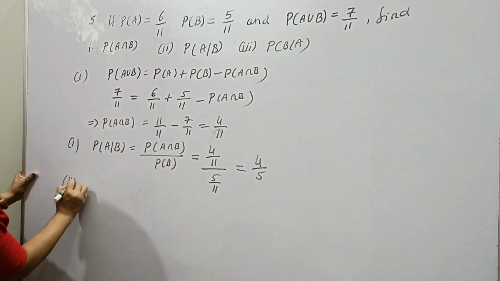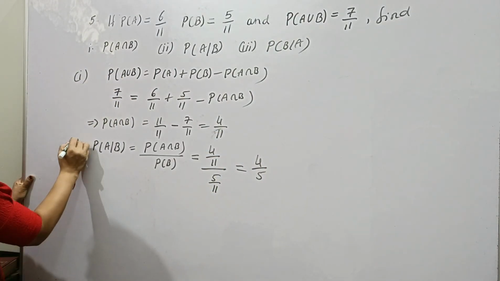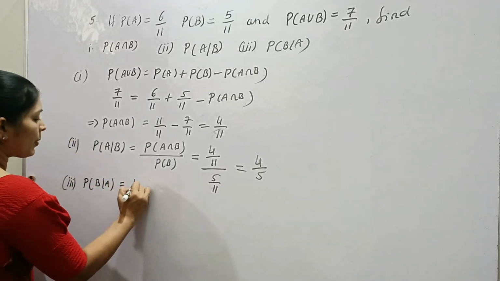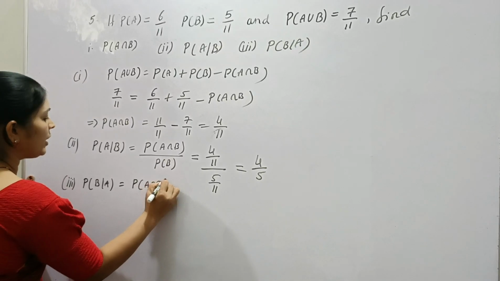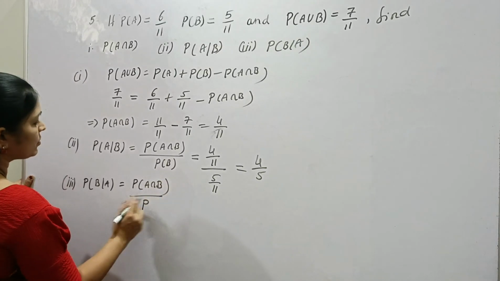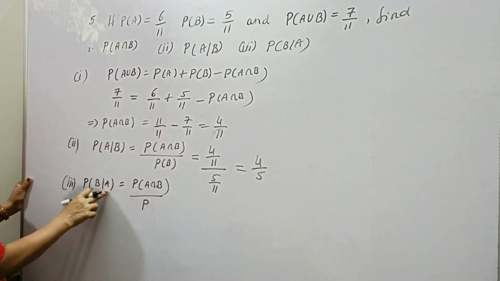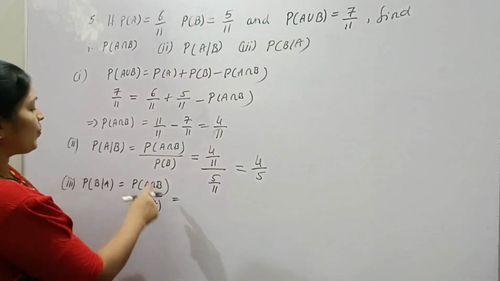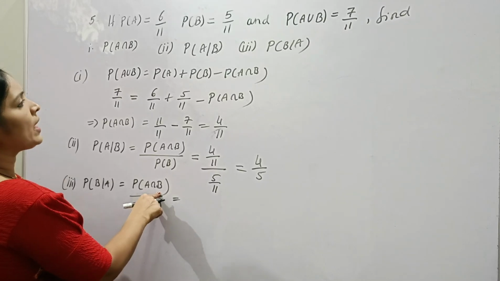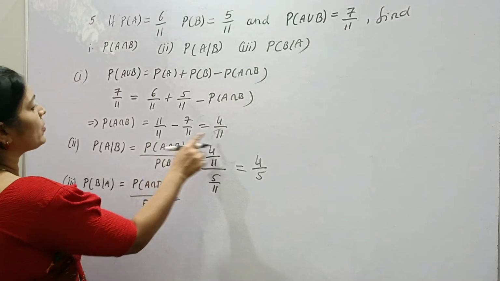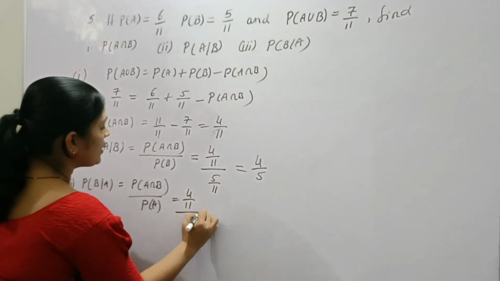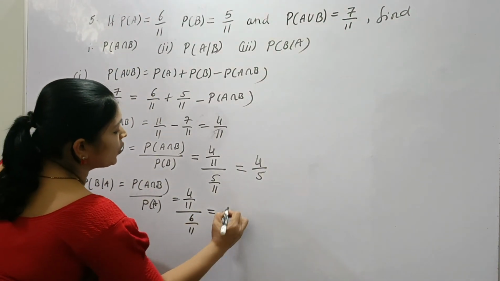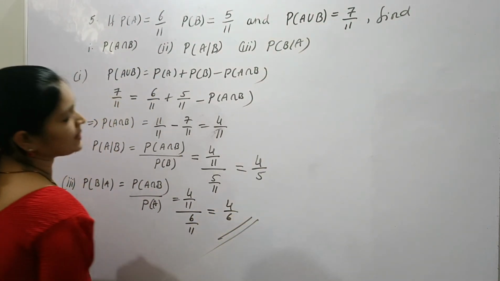Third one, probability of B given A. That is probability of A intersection B divided by probability of A. Okay, probability of A. That is equal to probability of A intersection B is 4 divided by 11, divided by probability of A which is 6 divided by 11, that is equal to 4 divided by 6.